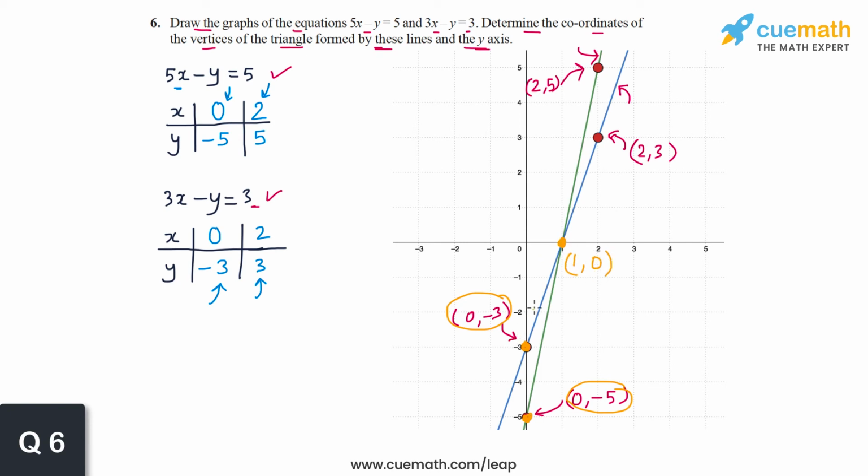So these three vertices are the vertices of the triangle formed by the two lines and the y-axis, this vertical y-axis. And let me mark out the boundaries of this triangle. So this line joining 1 comma 0 to 0 comma minus 3, then this line 0 comma minus 3 to 0 comma minus 5, and then 0 comma minus 5 to 1 comma 0. So these three are the sides of the triangle. So with that, question 6 of this exercise is completed.